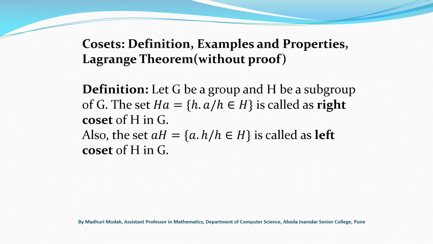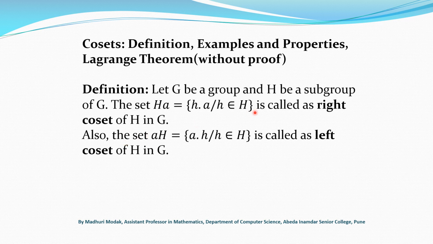Now the last part is cosets: definition, examples and properties. Let G be a group and H be a subgroup of G. Then the set Ha, which contains ha for h in H, is called the right coset of H in G. Also the set aH, which is ah for h in H, is called the left coset of H in G. So here the element a in G is fixed.